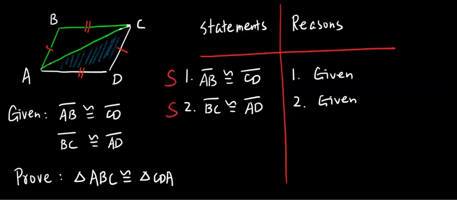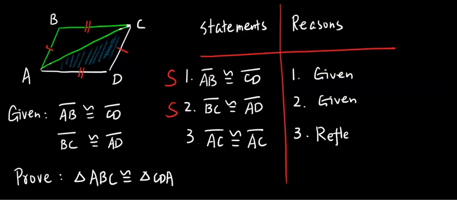We just need to find one more side. So 3, we write down segment AC. You are congruent to yourself. We write 3. Reason is reflexive property of congruence.